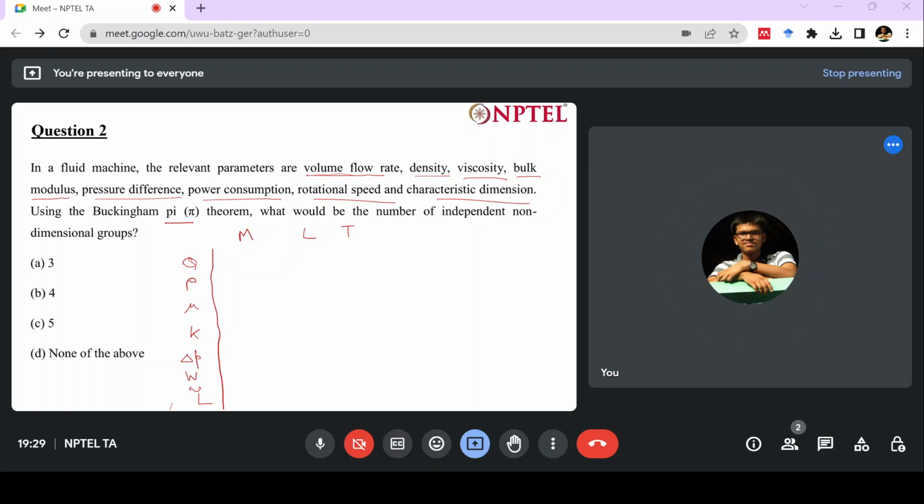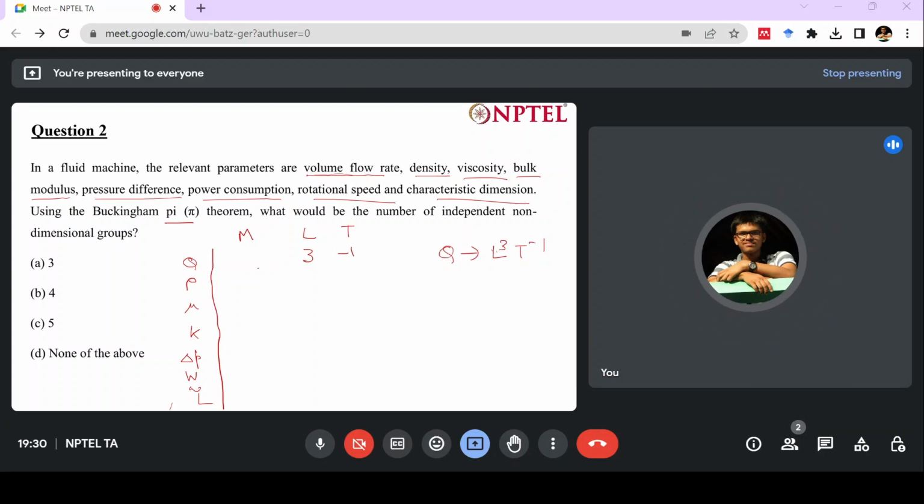For example, Q, volume flow rate. The SI unit will be meter cube per second. So simply volume and rate of the volume. So what will this be in dimensional terms? It will be L cubed T to the minus 1. So we will simply write here 3 and here minus 1.